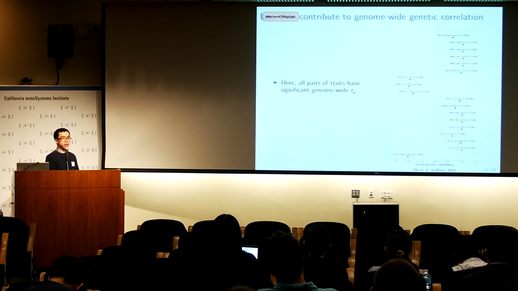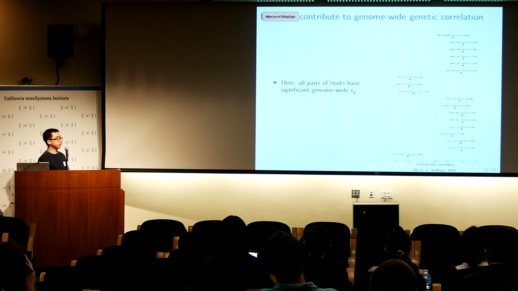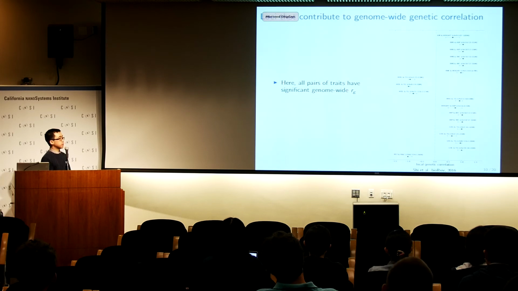So then we went ahead and looked for loci that are shared across two traits. In this figure, we first look at pairs of traits for which the genome-wide genetic correlation is significant. The figure shows you the loci that we identified, as well as the genetic correlation, as well as the traits that are driven by this locus.